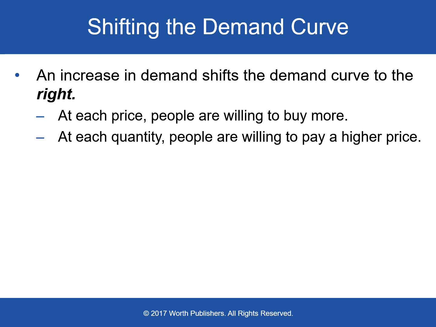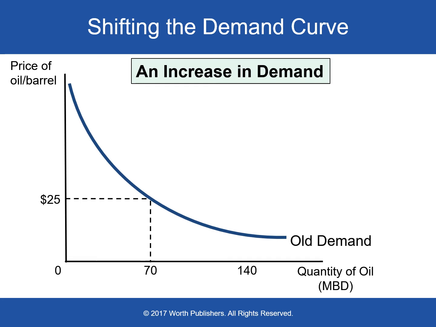In an equivalent way of looking at the diagram, when demand increases and the demand curve shifts to the right, that also means that for a given quantity, people are willing to pay a higher price. So let's use the diagram to illustrate how an increase in demand is depicted on the demand curve diagram. So imagine the blue curve there is the initial demand curve, and that tells you, for example, at $25 a barrel, the buyers want to buy 70 million barrels of oil.